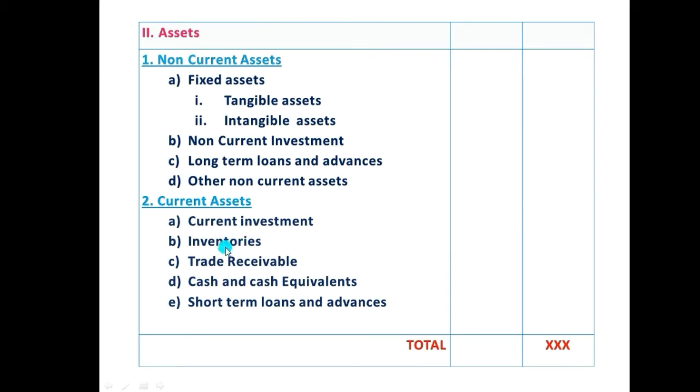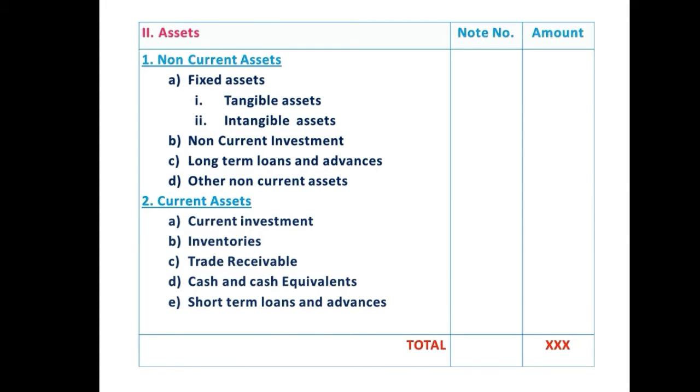Inventory, it is stock. A stock of the company, which the company will sell as soon as possible. The company will not keep it for the long term. So inventory is a current asset. Trade receivable: when the company sells goods on credit and will receive the money within a short period, that is a trade receivable. Cash and cash equivalents, which the company can use anytime. And short-term loans and advances, where the company has given loans and advances for less than 1 year. The asset which we are going to convert into money within 12 months in that financial period is called a current asset.